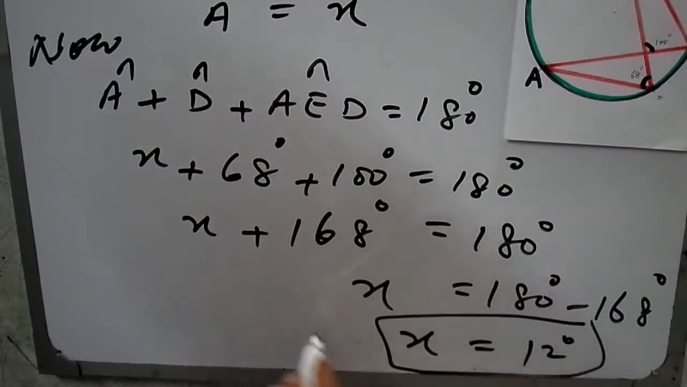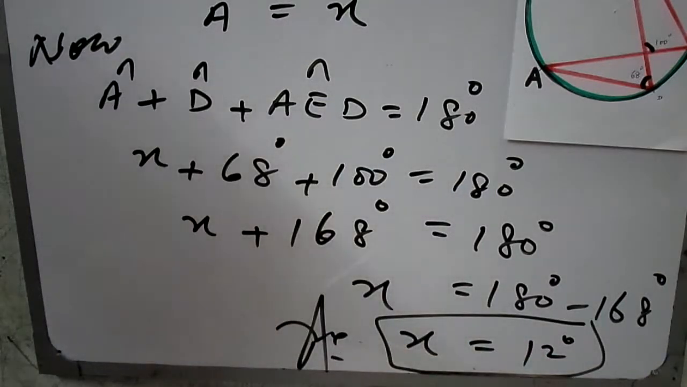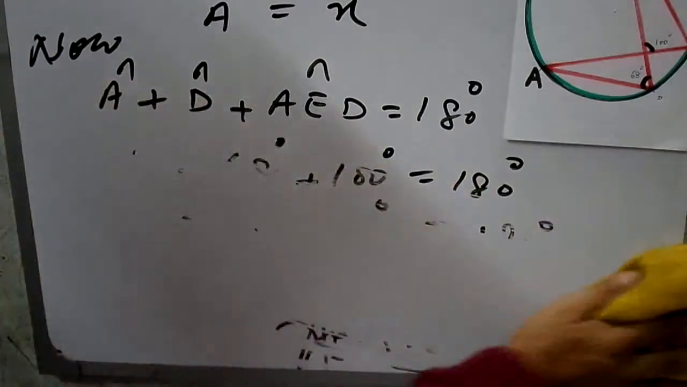So the value of x is 12. Now coming to the E part.